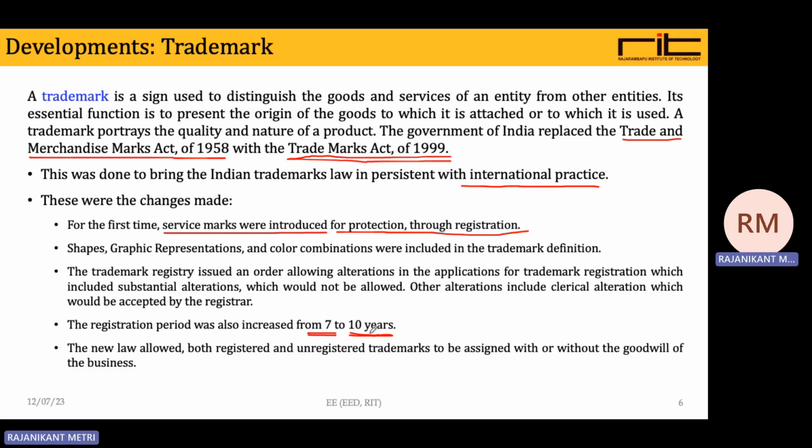The new law allowed both registered as well as unregistered trademarks to be assigned with or without the goodwill of the business.